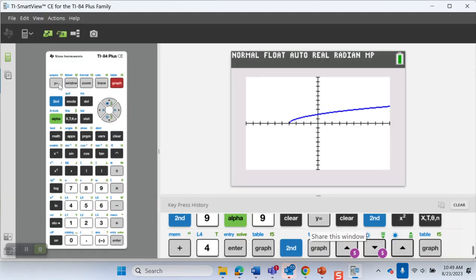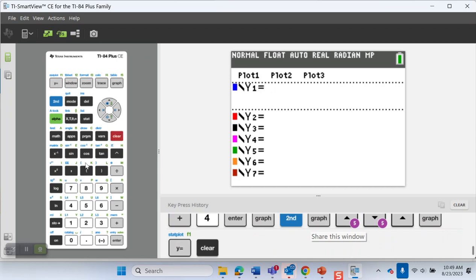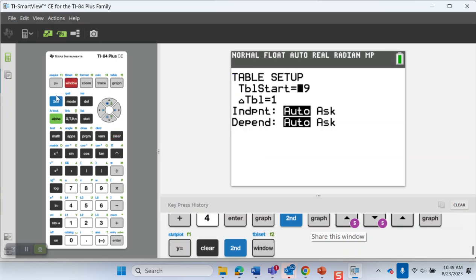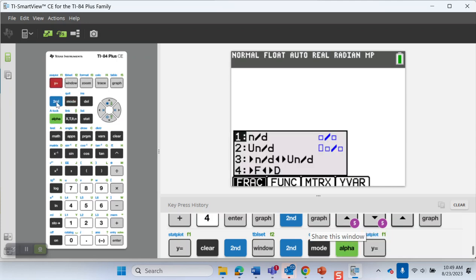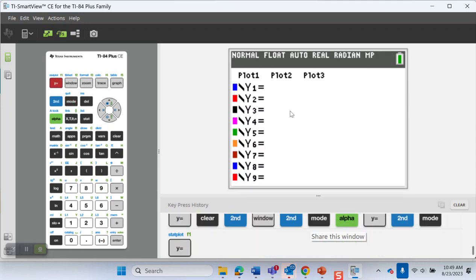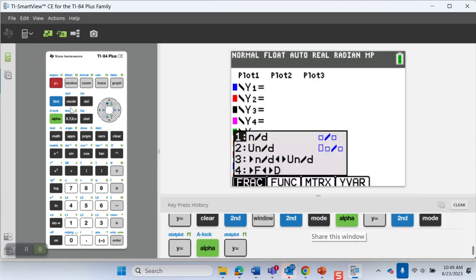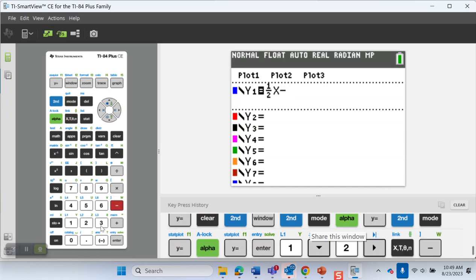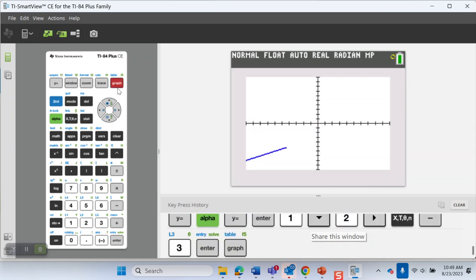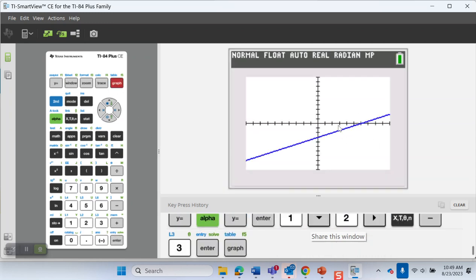I'm trying to show you how to put this one in the calculator. So number 1, I have y equal to 1 over 2 of x, and then minus 3. All right, and then I graph them. Okay, so now this is the graph, right?